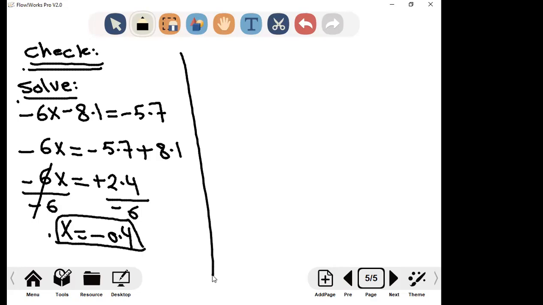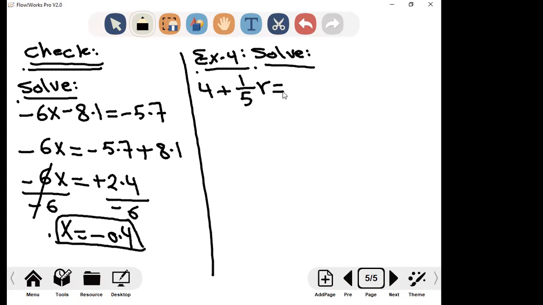طيب example 4. Example 4. Solve 4 plus 1/5r equals -1. Here the connected number is the 4. The coefficient is 1/5. So first step, I will get rid of this connected number here.